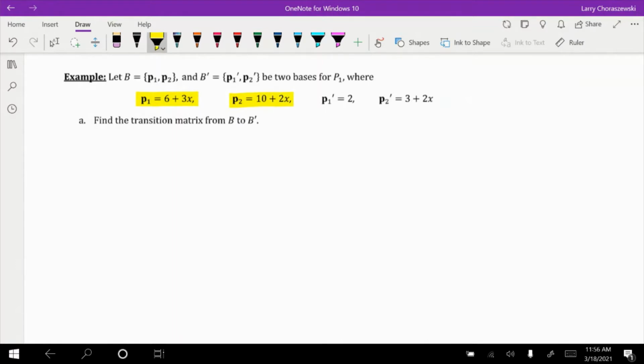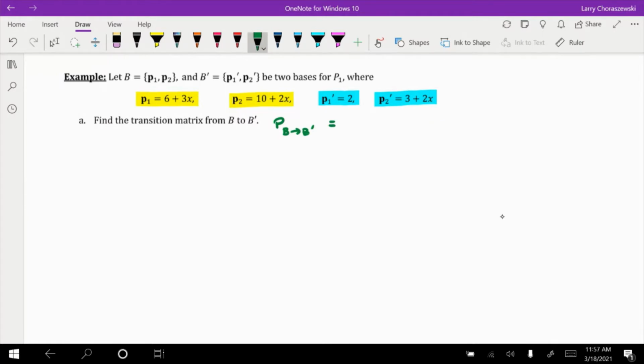B prime, which is the new basis, consists of P1 prime and P2 prime. P1 prime is the polynomial vector 2, and P2 prime is the polynomial vector 3 plus 2x. They want us to find the transition matrix from B to B prime. So what they're looking for is P sub B to B prime.